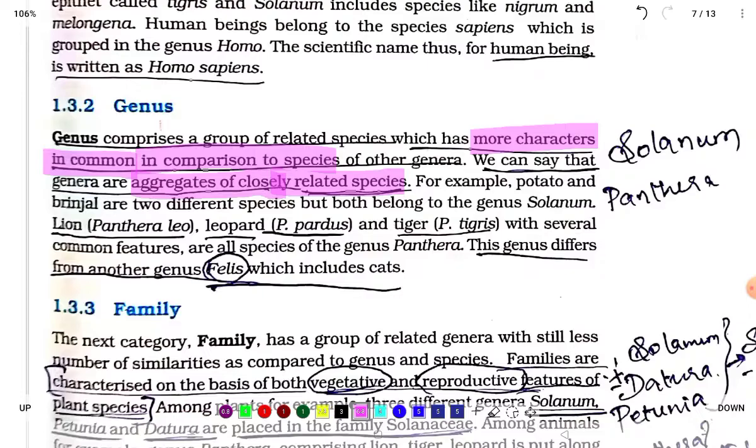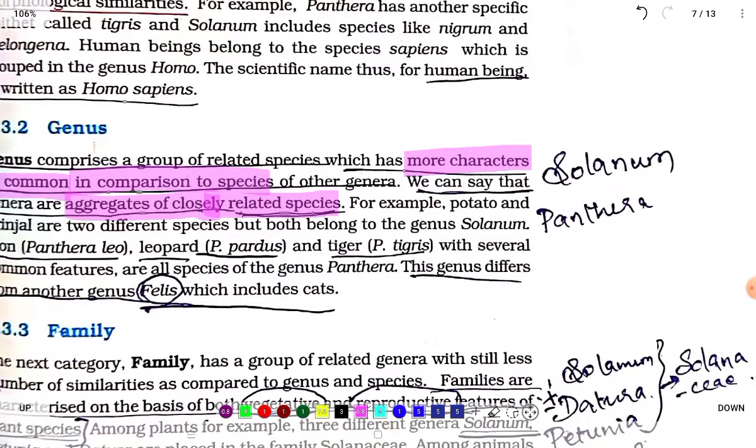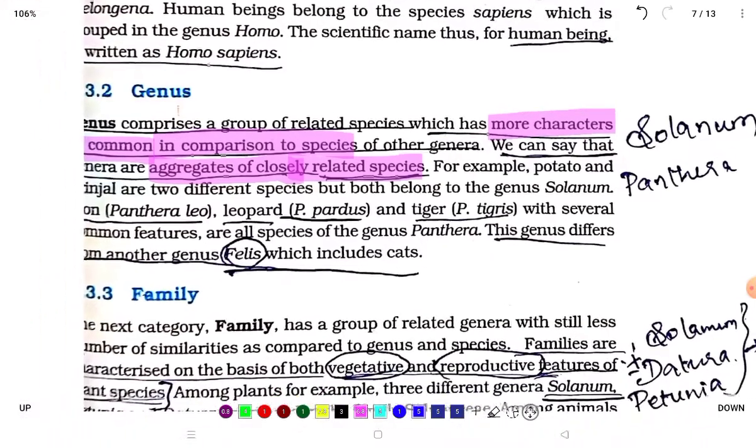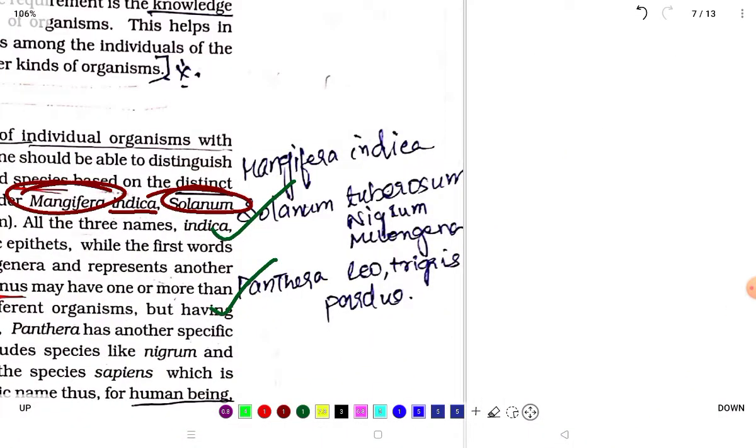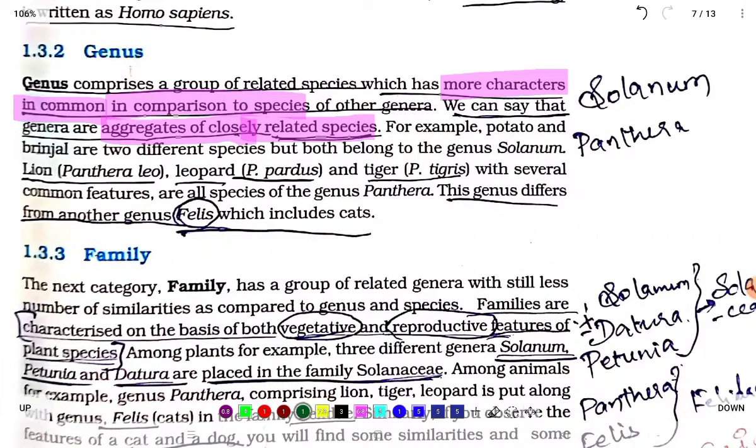Okay guys, here you have to note that what I said in the species, they are saying the same. Genus means more common characters in comparison to species, and it is an aggregate of closely related species. These are the two definitions for genus. It has more common characters in comparison to species, and is an aggregate of closely related species.